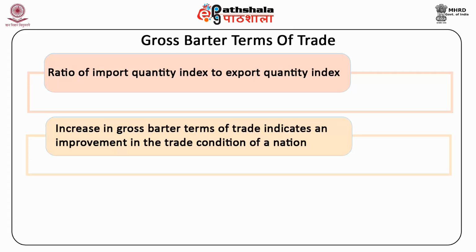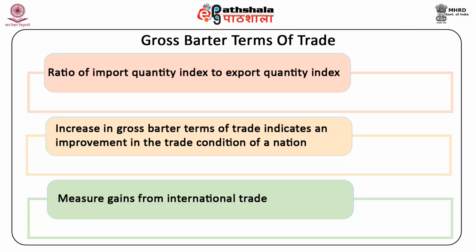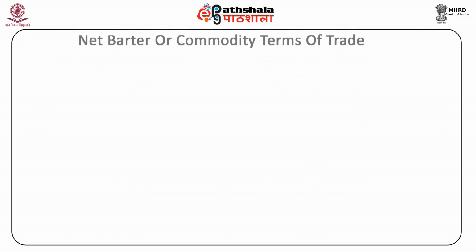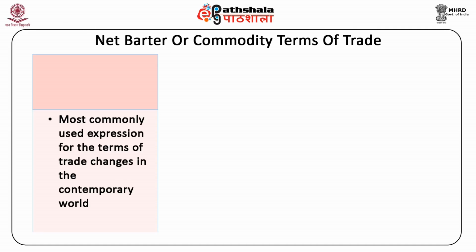An increase in gross barter terms of trade indicates an improvement in the trade condition of a nation. The concept of gross barter terms of trade is used in the theory of reciprocal demand and in neoclassical theory to measure gains from international trade. Net terms of trade is the most commonly used expression for the terms of trade changes in the contemporary world.